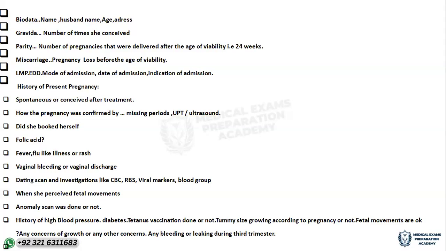And miscarriage, this term will be used when pregnancy loss occurs before the age of viability, that is before 24 weeks of pregnancy. Then you will ask about her LMP. LMP is the first day of the last menstrual period, and then you will calculate the expected date of delivery. I have made a video how we will calculate the expected date of delivery, and I will give the link in description.